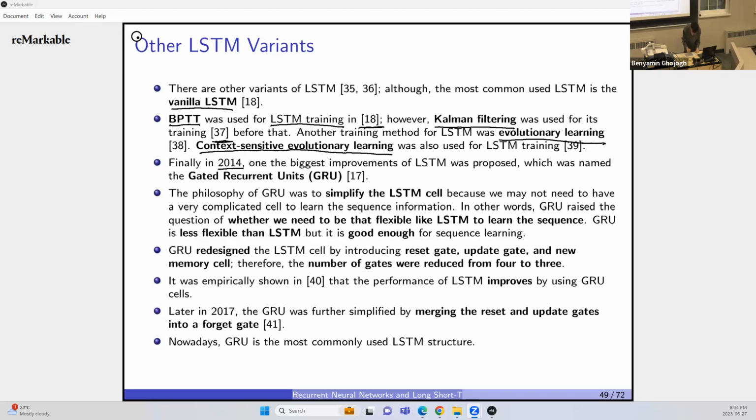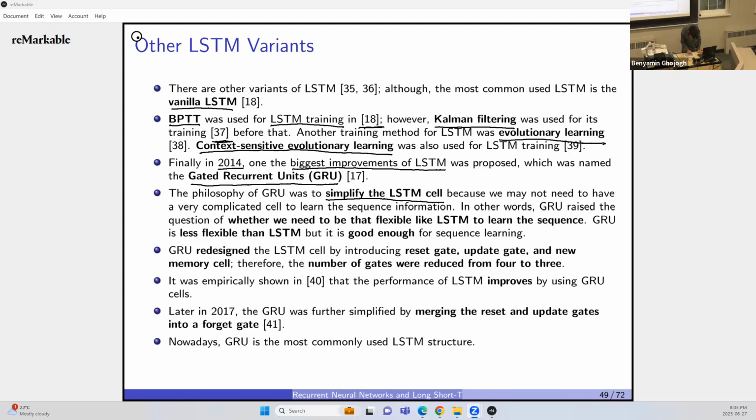Finally, in 2014, this is important, one of the biggest improvements of LSTM was proposed, which was gated recurrent units, GRU, proposed by Bengio et al. at the University of Montreal. So what did they do? The philosophy of GRU was this: let's simplify the LSTM cell. It's too complicated. We don't need too many parameters. Why do we need that? It overfits. Okay, let's simplify that.